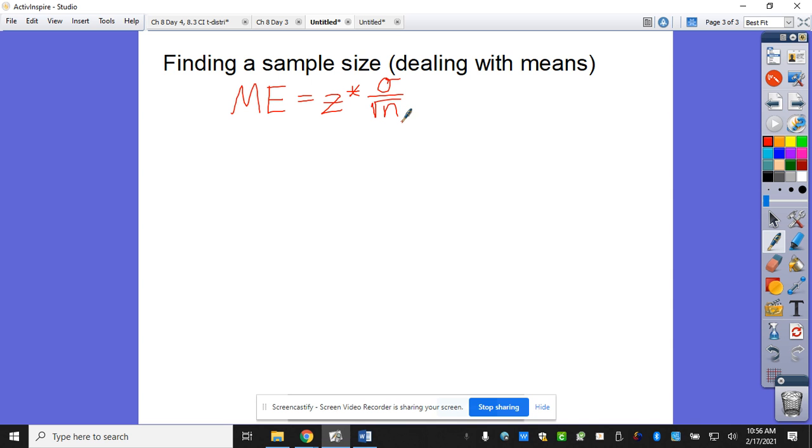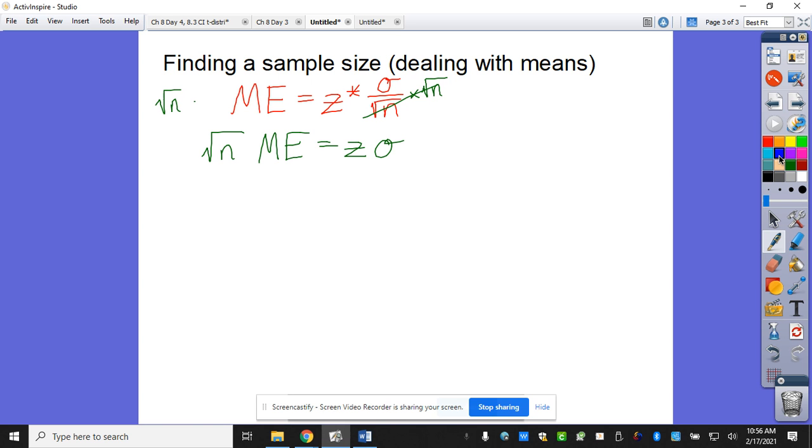So basically we're setting this. I need to find what this needs to be. Algebra. So I want N by itself. What's my next step? How do I get rid of this? I have to move it over there first. So right now I have square root of N times margin of error, Z times sigma. I want N by itself, what's my next step?